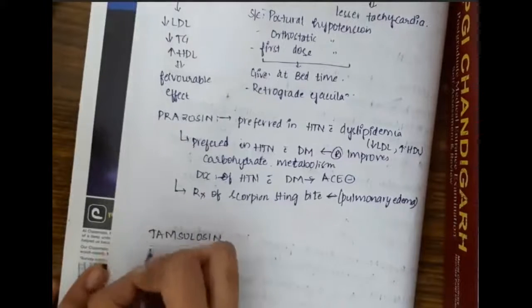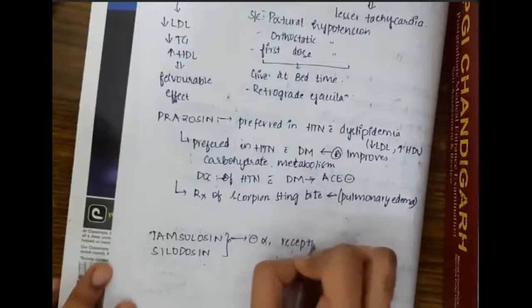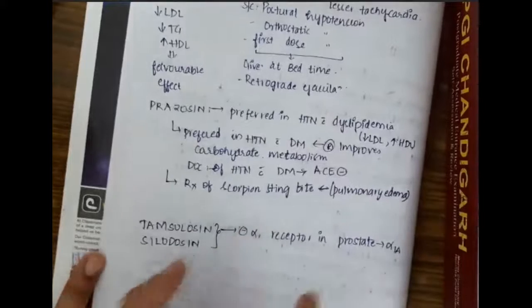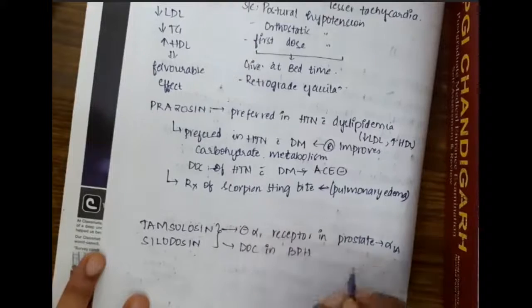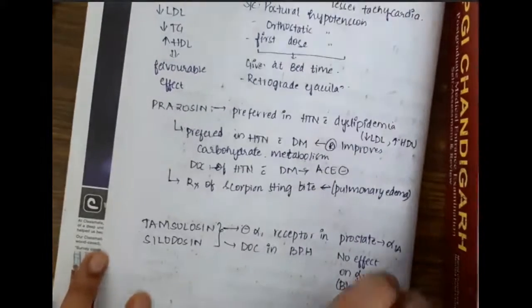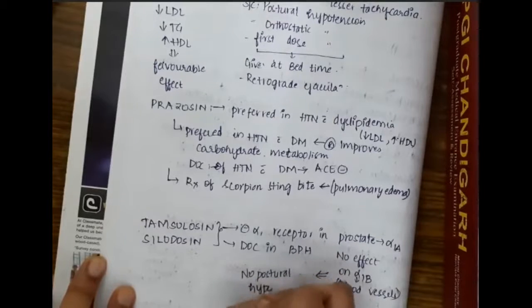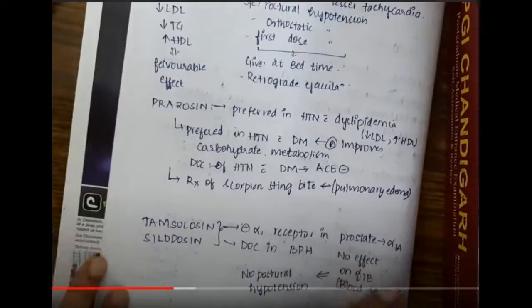Now, the next drugs are tamsulosin and silodosin. Tamsulosin and silodosin inhibit the alpha 1 receptor in the prostate, that is, the alpha 1A receptor. Thus they are used as drug of choice in benign prostatic hyperplasia. They do not have any effect on alpha 1B receptors, that is, on blood vessels, and as a result there is no postural hypotension. I would like to clear this up once.